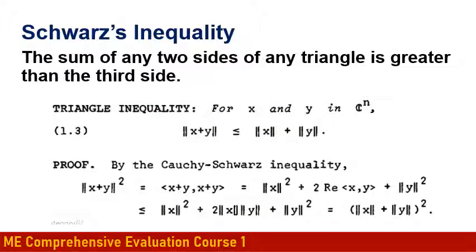The Schwarz inequality states that the sum of any two sides of any triangle is greater than the third side. This inequality is helpful to determine whether a given line can produce a triangle. So, for a triangle to be possible, the sum of any two sides should be greater than the third side.